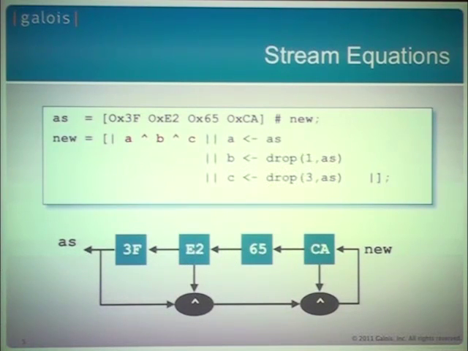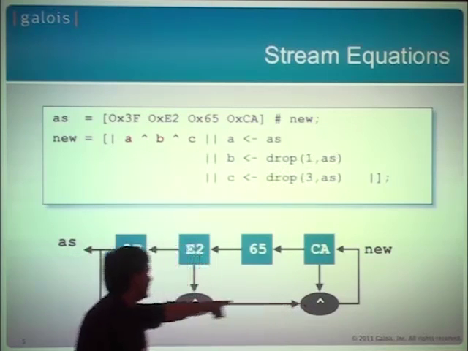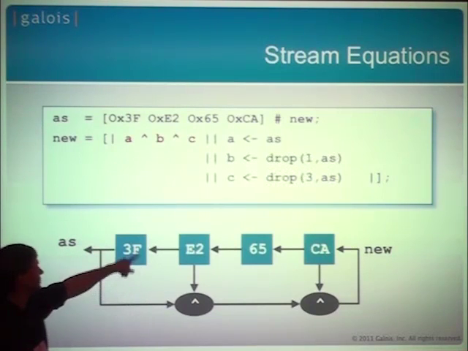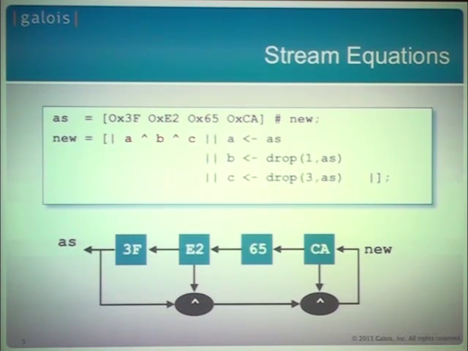So A's up at the top is that initial set of four values in hex, followed by new. And then new is the XOR of three different values. The first of them comes in from A's, the next one comes one back from A's, and the next one comes in three back from A's. So you've got this natural correspondence between these kind of diagrams and how you might write it as stream equations. So that's the style of Cryptol programs, and we'll see some larger examples as we look at the AES circuit.